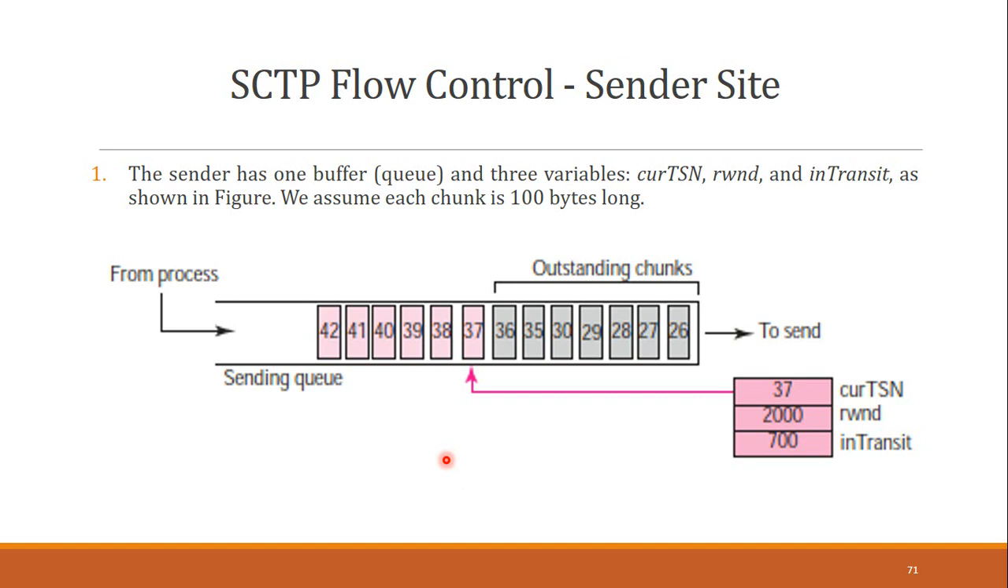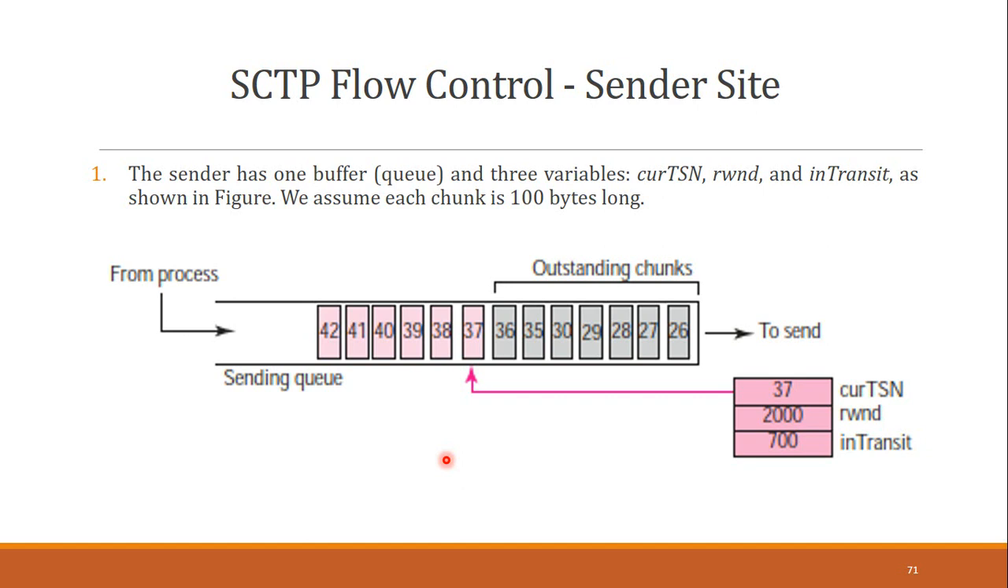The following is the procedure used by the sender. Now, a chunk pointed to by the curTSN can be sent if the size of the data is less than or equal to the quantity receiving window minus inTransit. After sending the chunk, the value of curTSN is incremented by 1 and now points to the next chunk to be sent. The value of inTransit is incremented by the size of the data in the transmitted chunk.